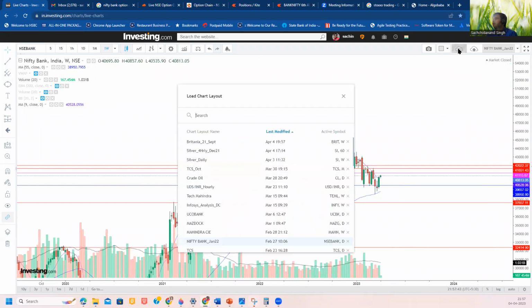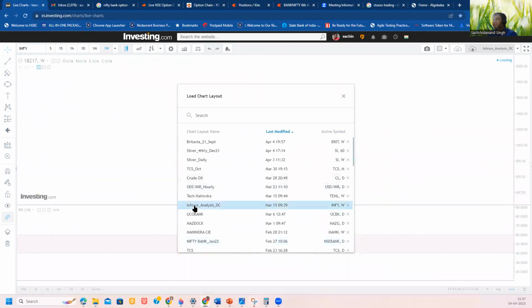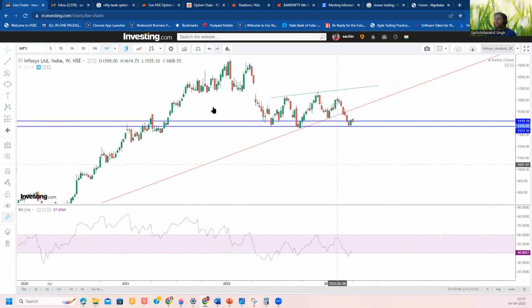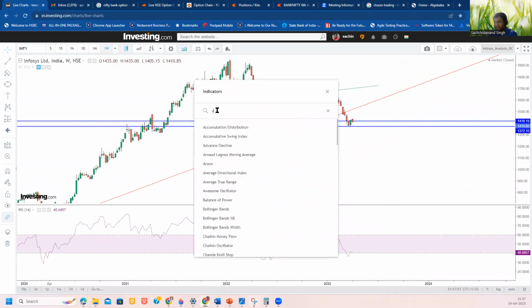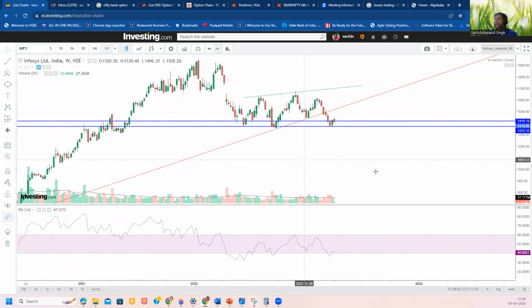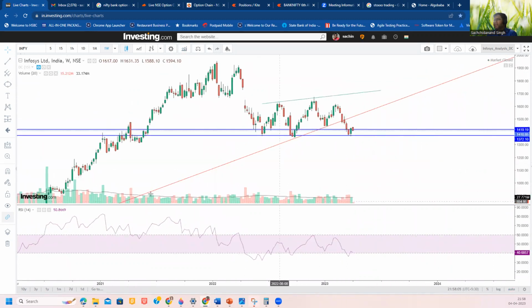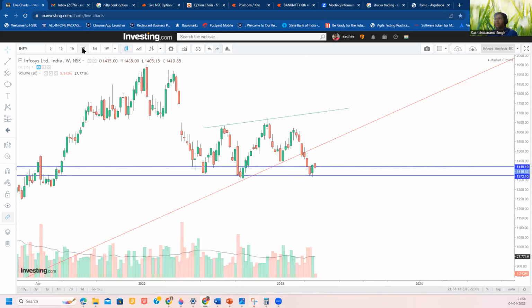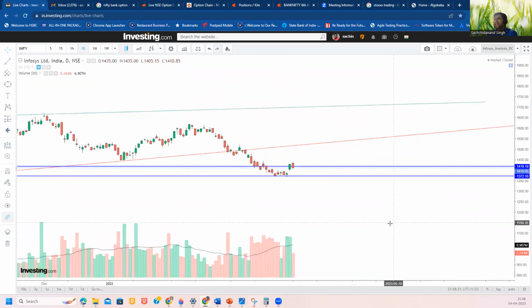So for example, let me share any one of your favorites. Let's see, maybe Infosys. We need to add the volume. If you see in this chart, at the bottom of the chart there are red and green bars along with the candles. These bars show the volume. For example, if I select a daily time frame.